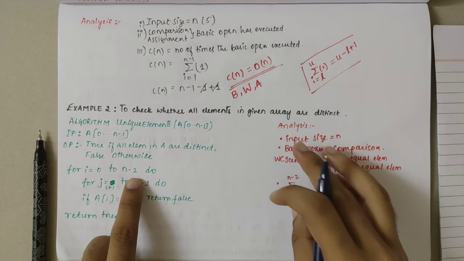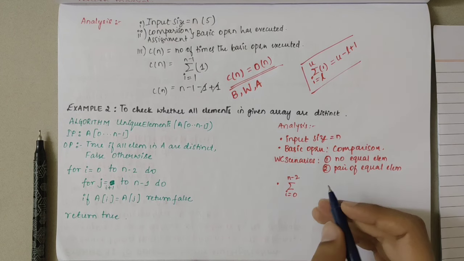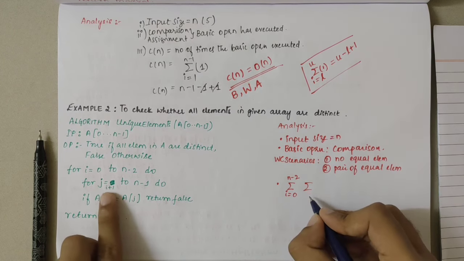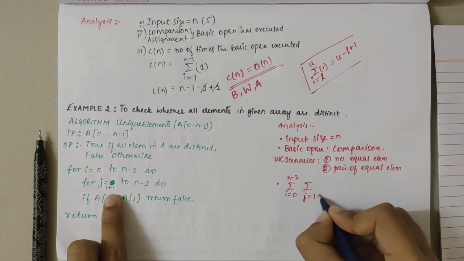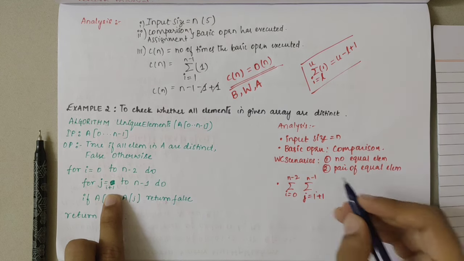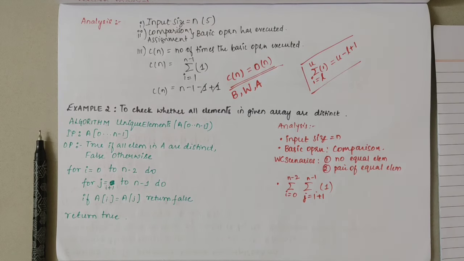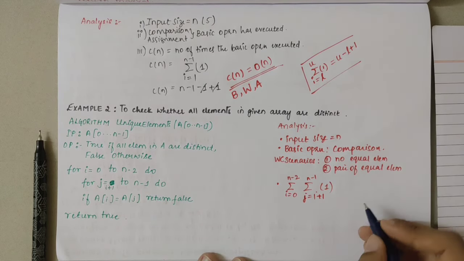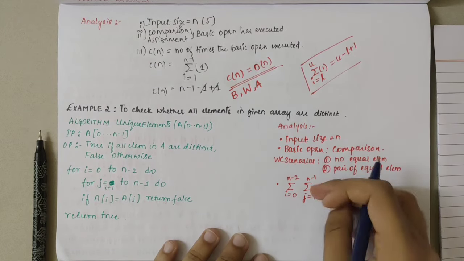This is the first for loop, and the second for loop I have is i equal to 1, j equal to i plus 1, and on this side I have n minus 1. With this, the equation should be repeated at least once, so I'll write 1 inside. Solving this, I have this formula: upper limit minus lower limit plus 1.